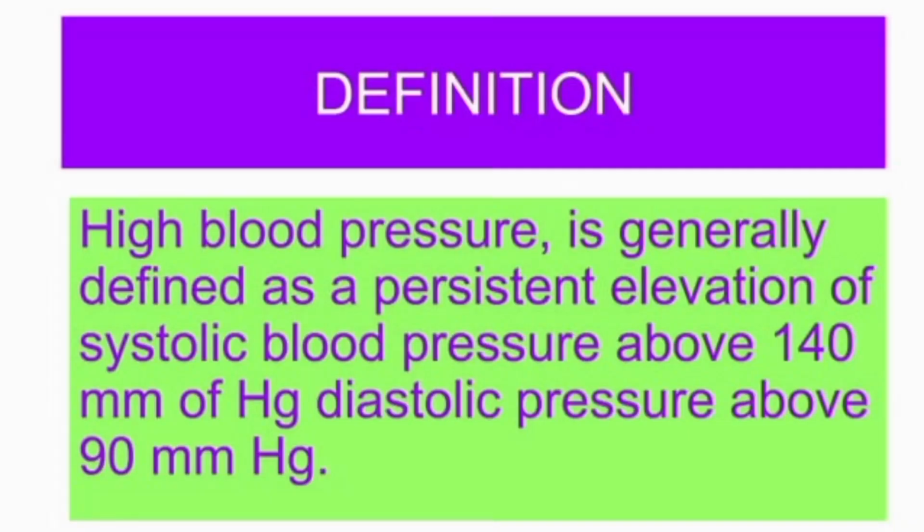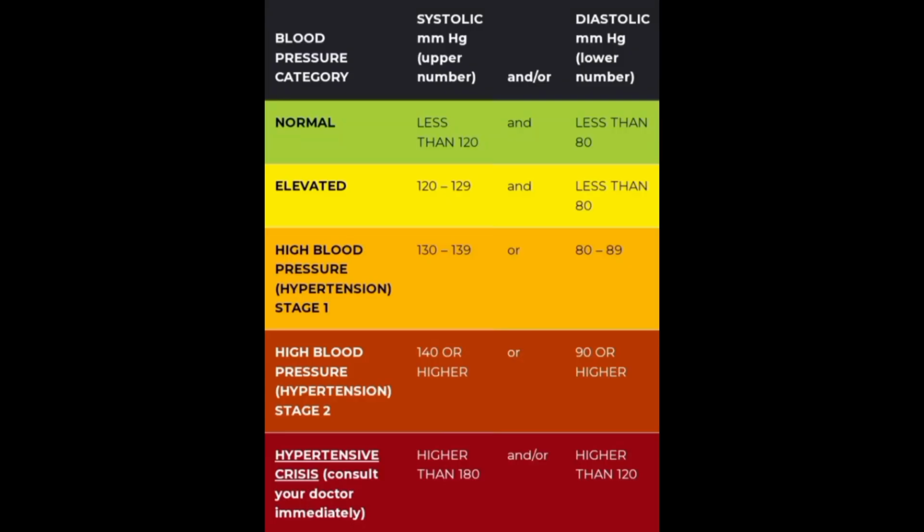Now I am going to discuss the definition of hypertension. Hypertension is defined as high blood pressure. In hypertension cases, we see a persistent elevation of systolic pressure above 140 mm Hg and the diastolic pressure above 90 mm Hg. Second, we will see the types of hypertension here.